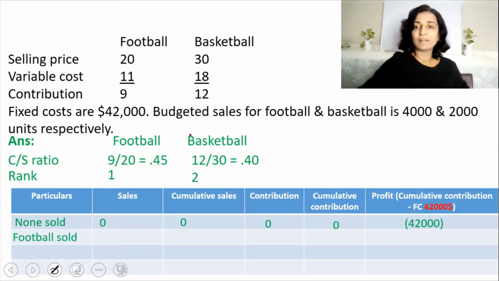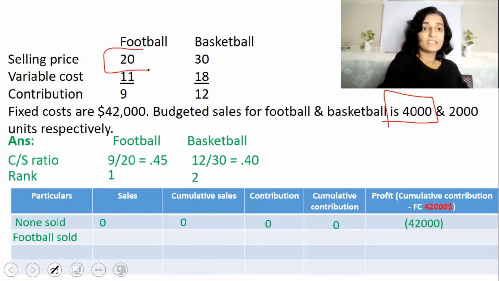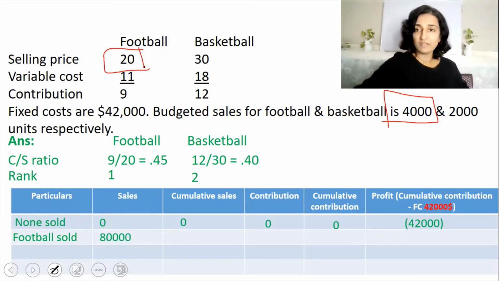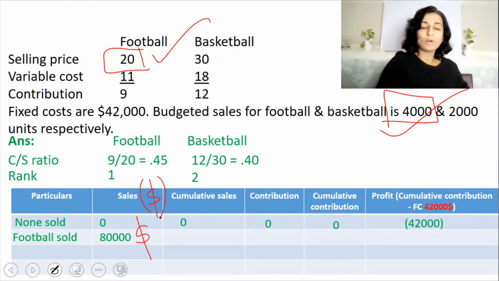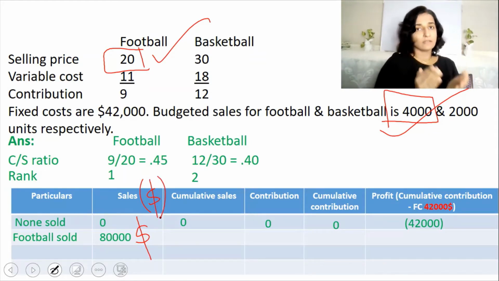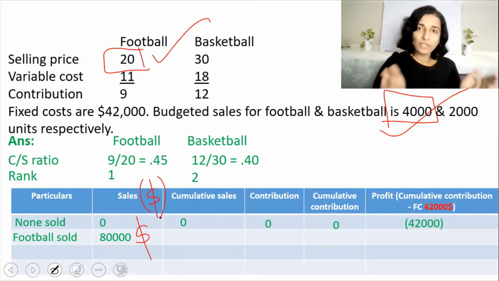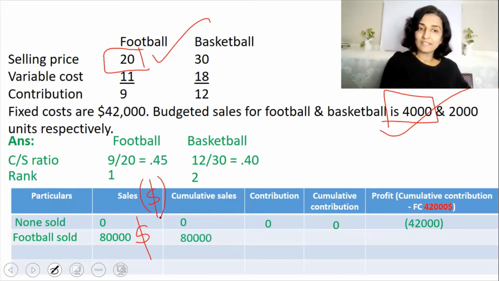And what is the budgeted sales for football? It is 4,000 units. And what is the selling price of football? It is $20 per unit. So the sales value is 4,000, that is the number of units, that's the budgeted sales, multiplied by the selling price of 20, we get a sales of $80,000. Please note that sales is in dollar. Now, what is the cumulative sales or the total sales? The only thing that we have sold is football. So the cumulative sales is also $80,000.